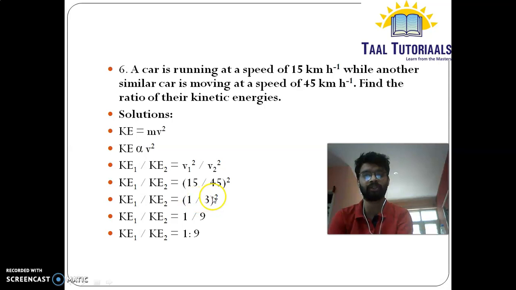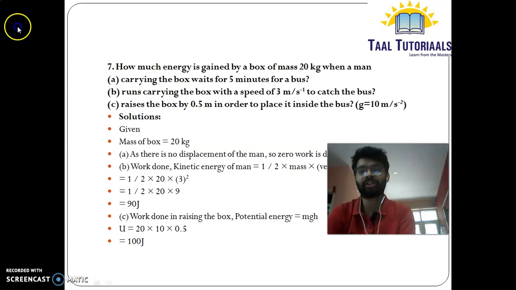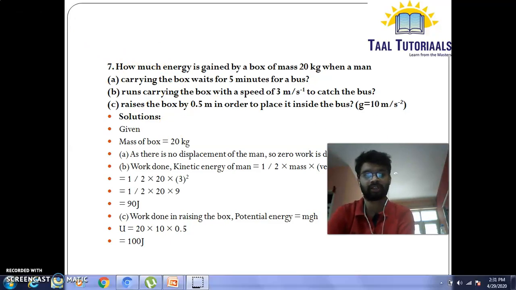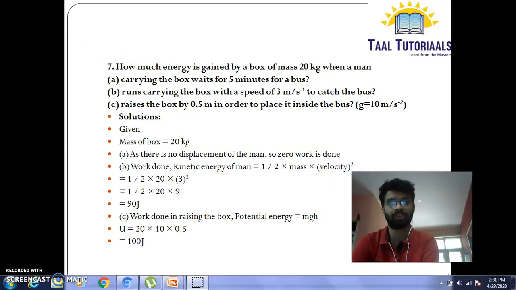So 1 by 3 whole square. So 1 square is 1 only and 3 square is 9. So it comes as 1 by 9. So the ratio of the kinetic energy is equal to 1:9. This is a pretty interesting question. Class, please have a good look at this.